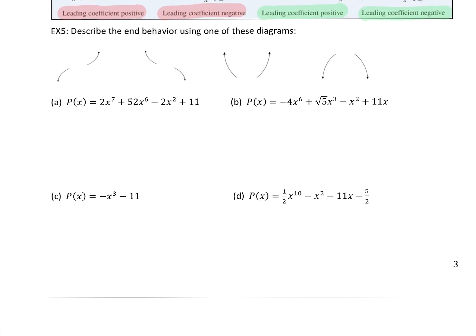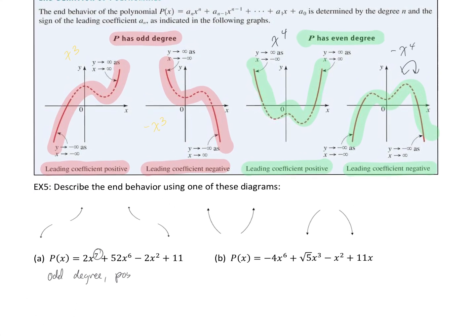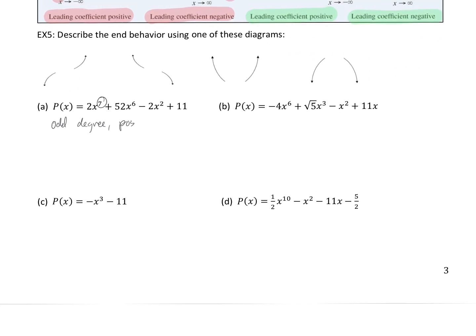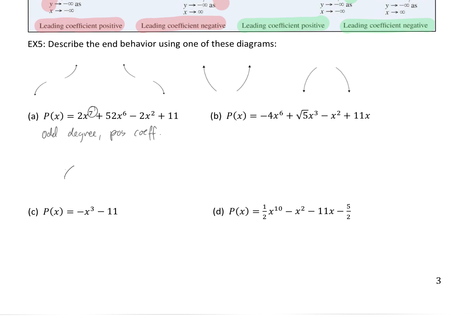And again, all we're going to do for describing the end behaviors is look at the leading coefficient and the degree. So this is an odd degree and positive leading value. Okay, so we have a positive leading coefficient. So odd degree, positive coefficient, how is that going to end up being? Like this. One down, one up.